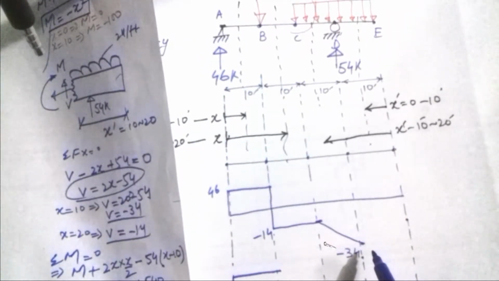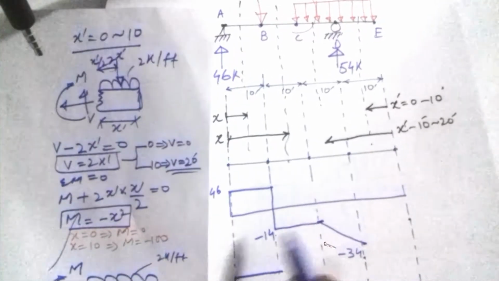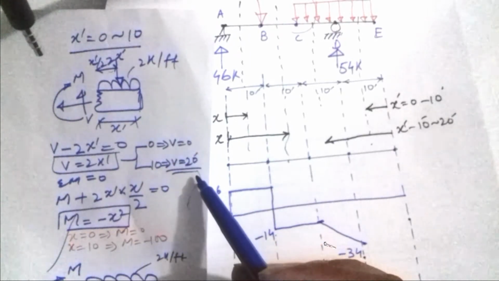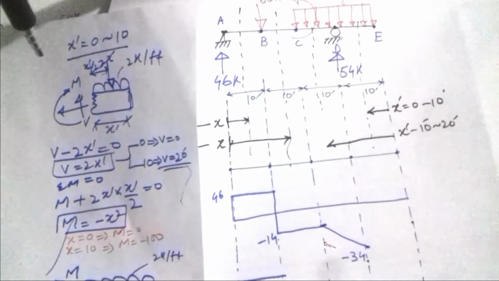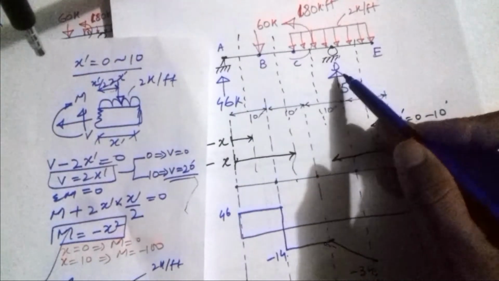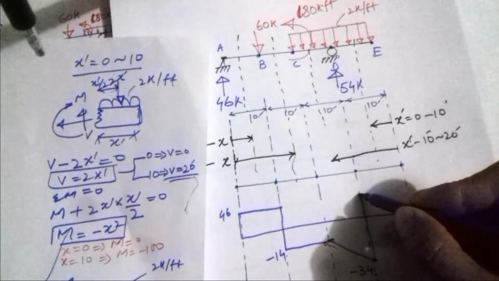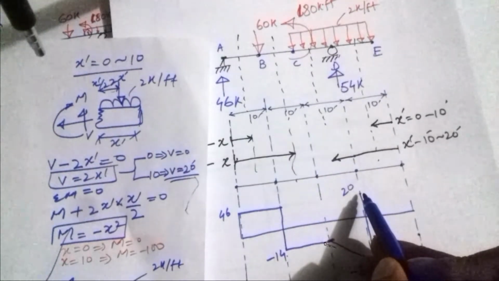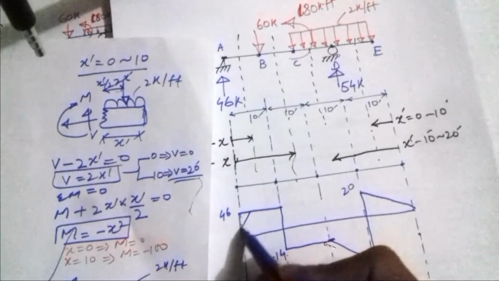Yes, this is minus 34, and after that, when x goes from 0 to 10, the shear force moves from 20 to 0. Because of this 54 k external load, we move upward, and we go there as plus 20, and then we go towards 0 at the end. So this is our shear force diagram.